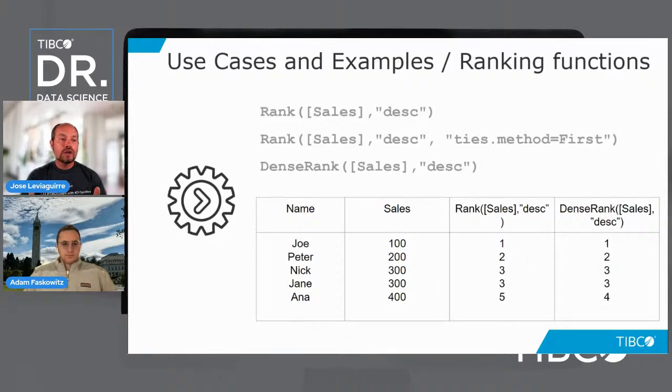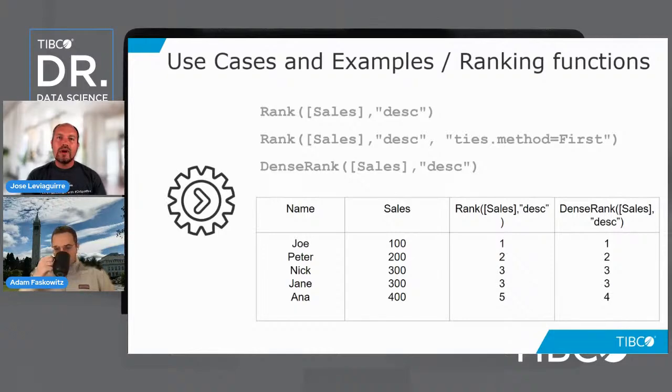So the rank function. Suppose you have a table with a column called sales, and you want to rank the sales value in descending order. The rank and dense rank functions in Spotfire work in the same way as their counterpart in SQL. If you're familiar with SQL, it's very much alike. It's just a minor difference in syntax and usage.